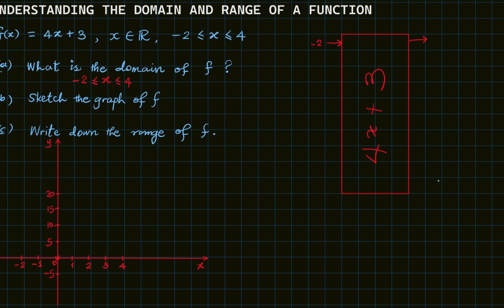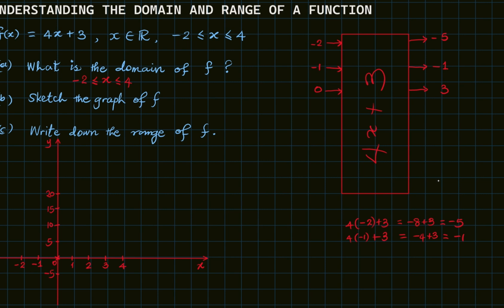So in this case, when you put in -2, you have 4 times -2 plus 3, which is -8 plus 3, giving us -5. So the value of f of x here is -5. If we put in x being -1, then we have 4 times -1 plus 3, which gives us -4 plus 3, and that gives us -1. Okay, if we put in the third one, when x is 0, you will have 3.